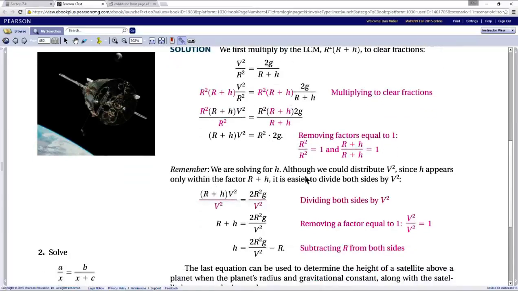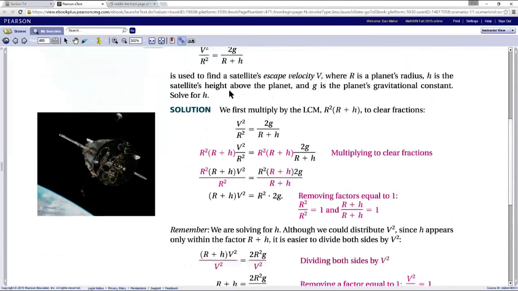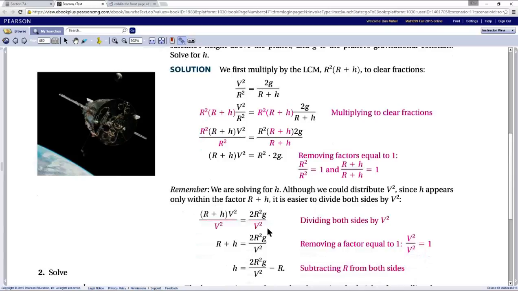Now remember, when you're solving for H, which again in the definition means the height above the planet, we're going to distribute the v to the 2 power, since H appears to only have a factor of R plus H, is easily divided by both sides by v to the 2nd power. Okay. So in other words, they're solving for H. So I'm looking at this thing. Well, H is in this quantity, so let's get rid of things that are going to have order of operation issues around it. So I could multiply this.